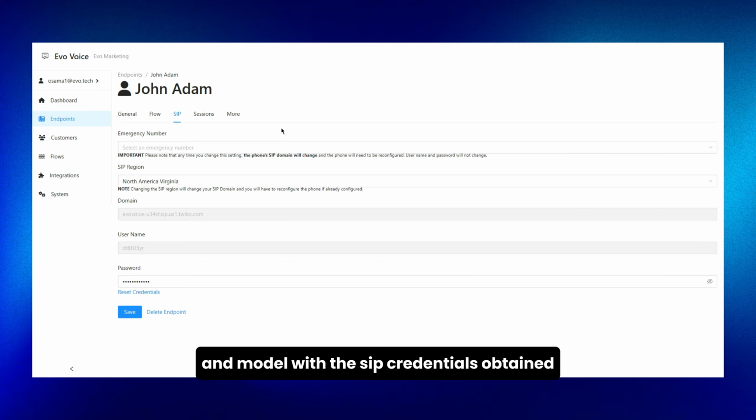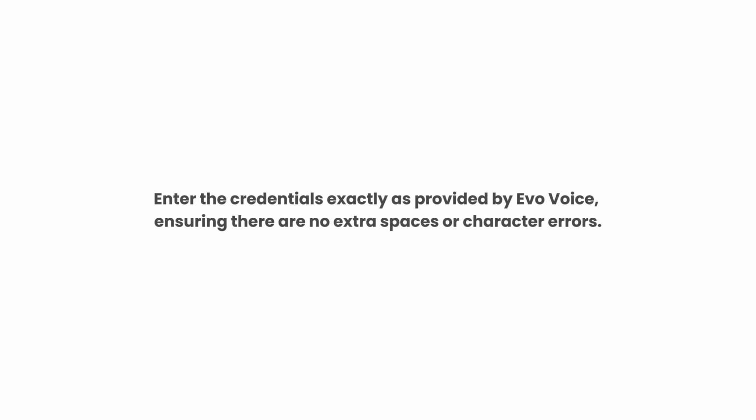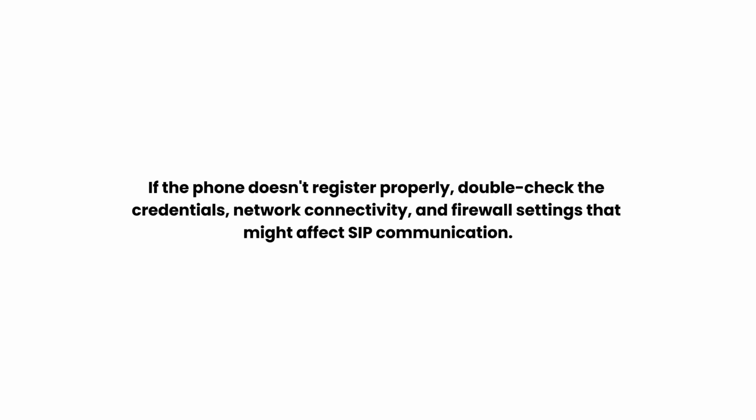With the SIP credentials obtained, you can now configure your physical desk phone. Each phone manufacturer has different configuration procedures, but they all require the same basic SIP information we just retrieved. Enter the credentials exactly as provided by Evo Voice, ensuring there are no extra spaces or character errors. If the phone doesn't register properly, double-check the credentials, network connectivity, and firewall settings that might affect SIP communication.